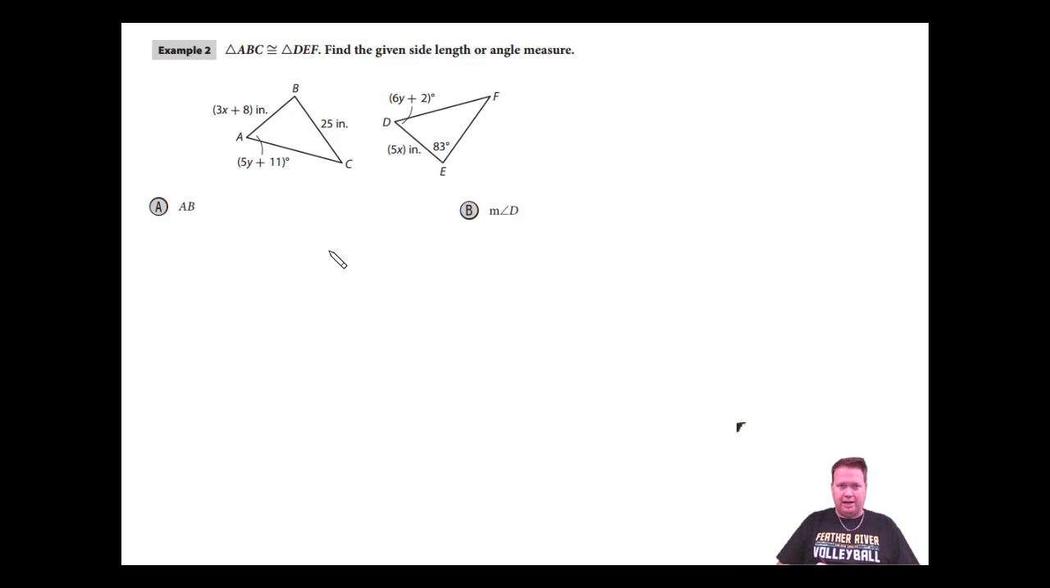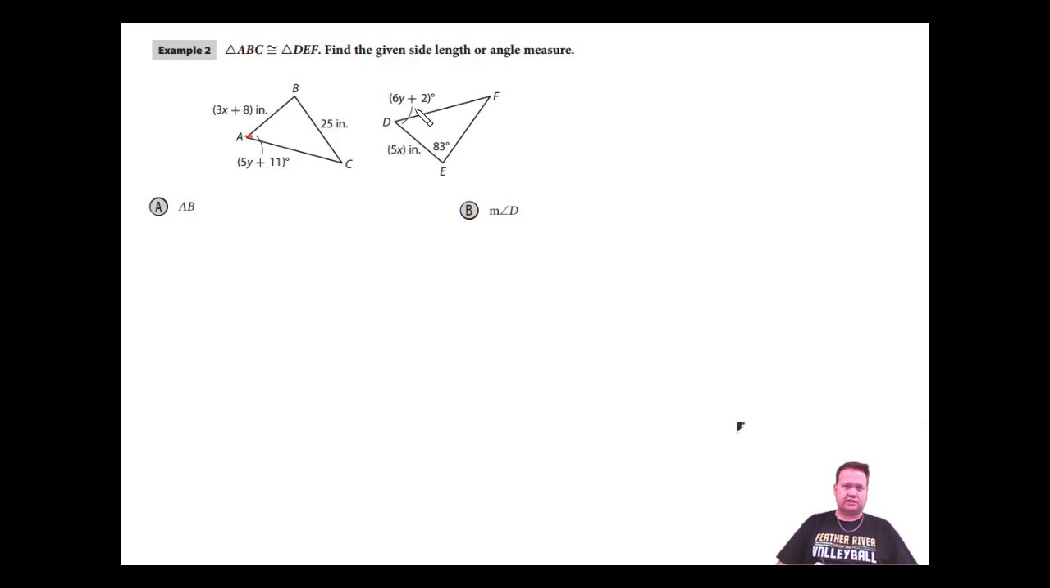Okay, we're going to hop back on the algebra train here for a second, and we are going to find some missing lengths and some missing degrees. So one thing to pay attention to is when you see some of these algebra expressions for either sides or angles, pay attention to the symbols. So this little degree symbol means that 5y plus 11 is referring to that angle right there. And 3x plus 8, just as inches, it's representing the length of this side.